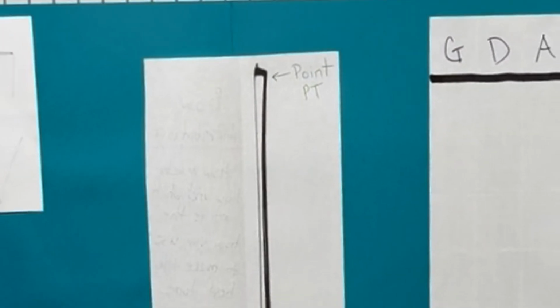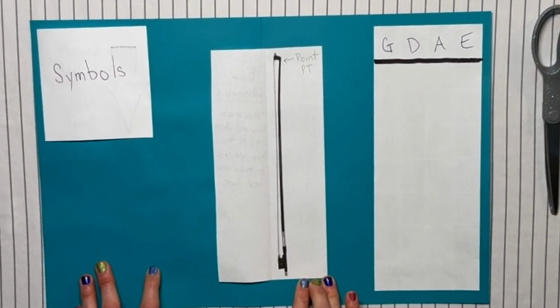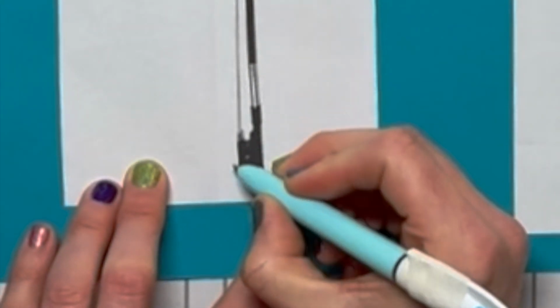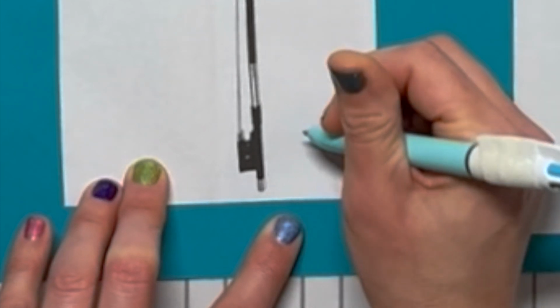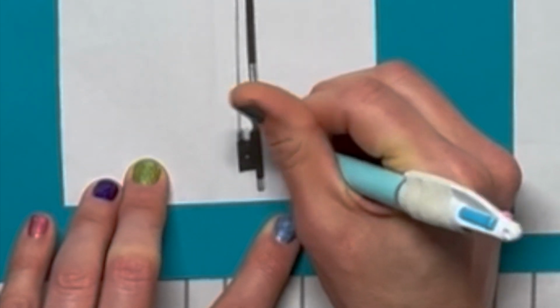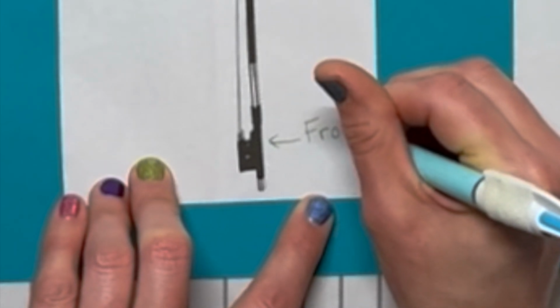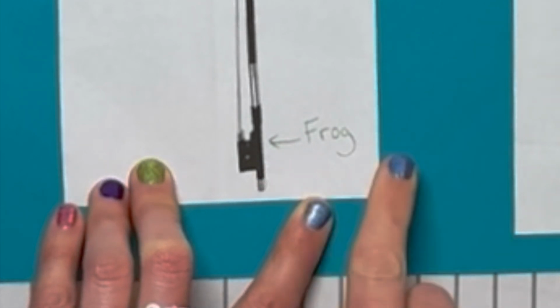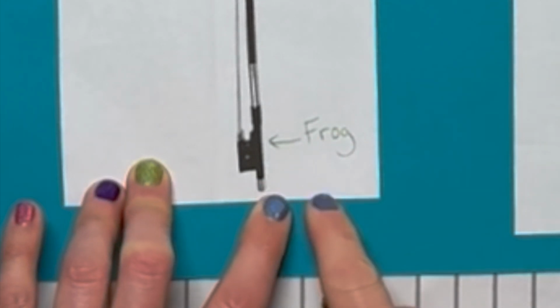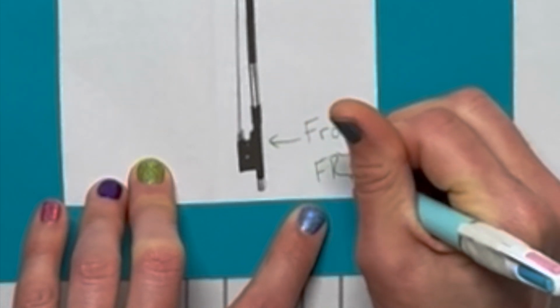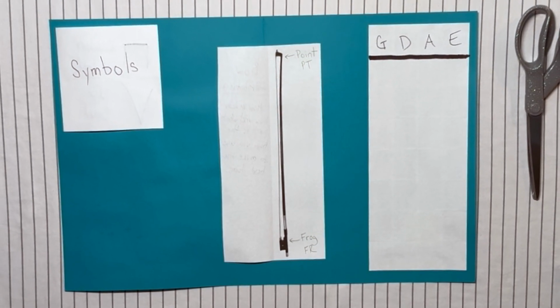Okay? Let's go all the way to the other end of the bow here, and let's label the frog. So let's put an arrow. Remember, that's this black piece right here. So let's put a little arrow toward that. And the frog is spelled F-R-O-G, frog. And if I want my students to play at the frog on their music, I write F-R. Again, you should pause anytime you feel like you need time to catch up with something I'm doing.